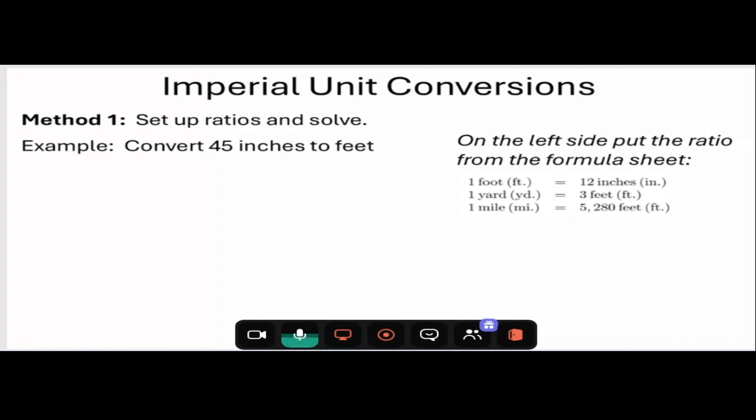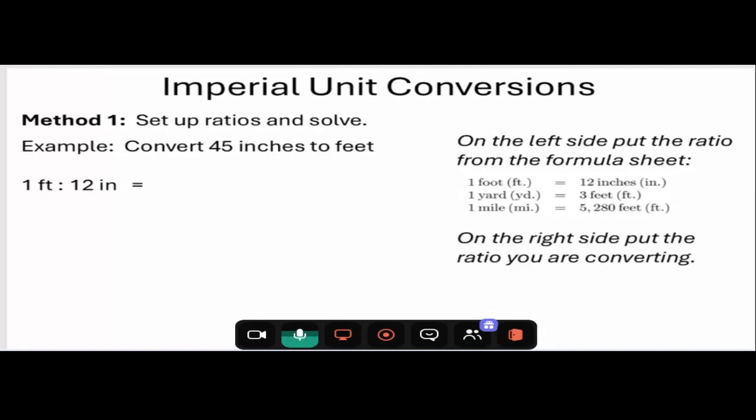I've copied and pasted from the formula sheet that I showed earlier on, and you can see on there that 1 foot is equal to 12 inches. So some of you might see whether you multiply or divide here, but let's do the ratio method, because then you can apply it to any situation. So on the left side, you want to put the ratio from your formula sheet, 1 foot to 12 inches, because those are the same. On the right side, put the ratio you're converting. So 45 inches over on the right, because it matches 12 inches on the left, and how many feet.